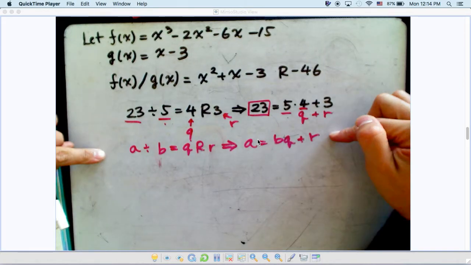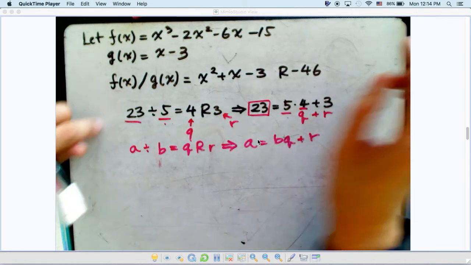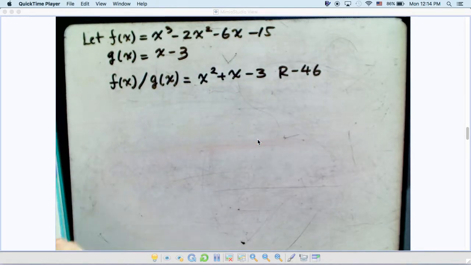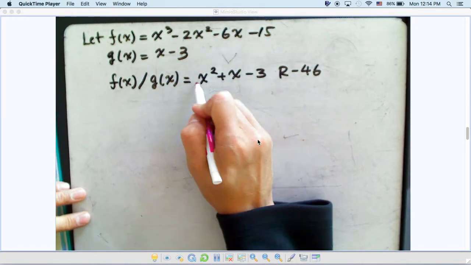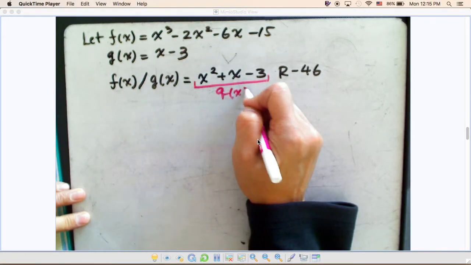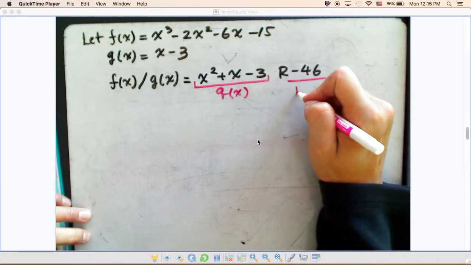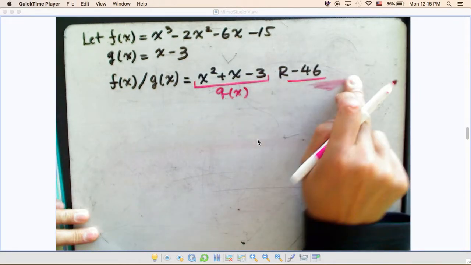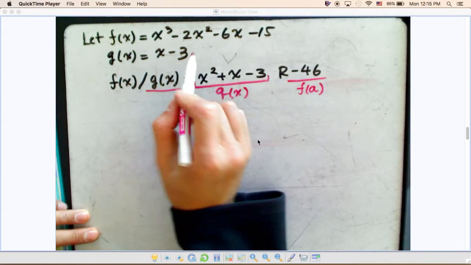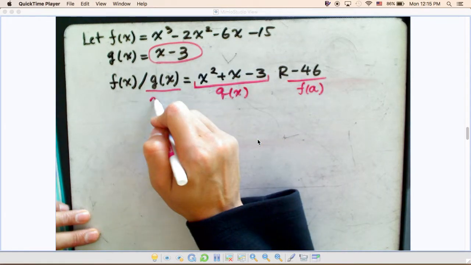Let's apply this idea to the function version of it. Okay? So f of x divided by g of x, which equals x squared plus x minus 3. This entire part is the quotient, so let's call it q of x. And the remainder, minus 46, we usually say r of x, but in this case, we're going to call it f of a. And the divisor is going to be the generalized version of x minus 3, which is going to be x minus a.